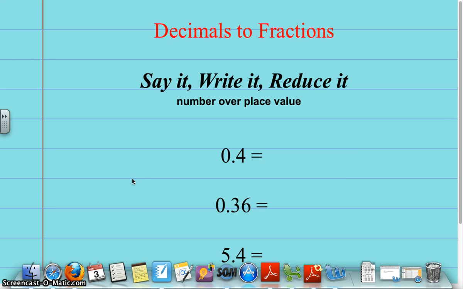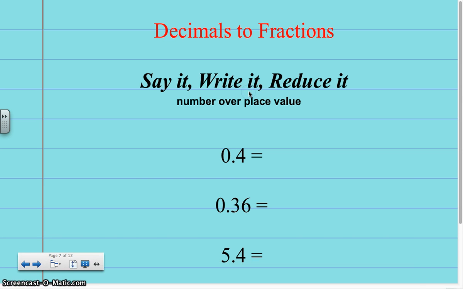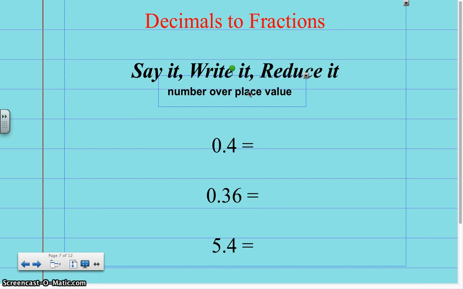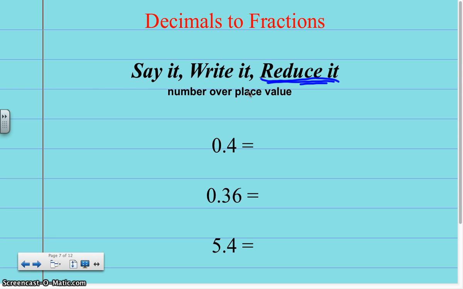Next concept we're going to learn is converting from a decimal to a fraction. How we convert from a decimal to a fraction is we say it, we write it, and then we reduce it. The biggest thing here is reducing it.